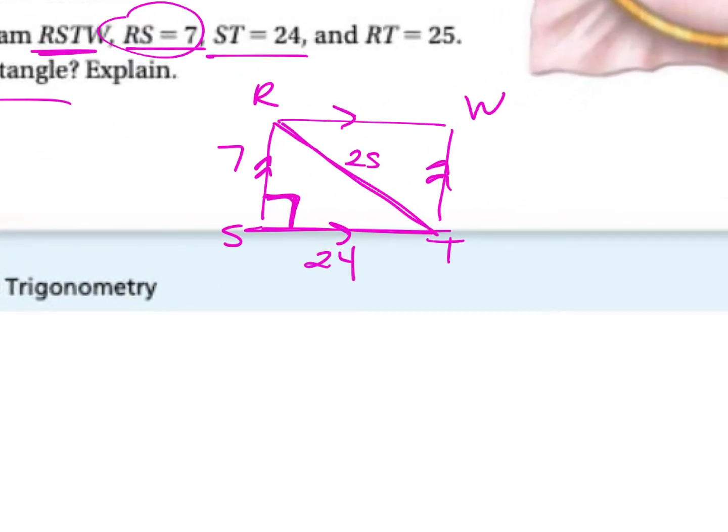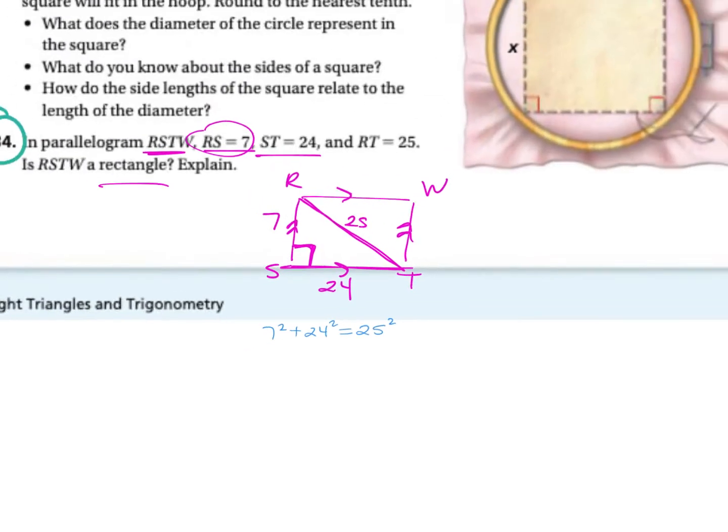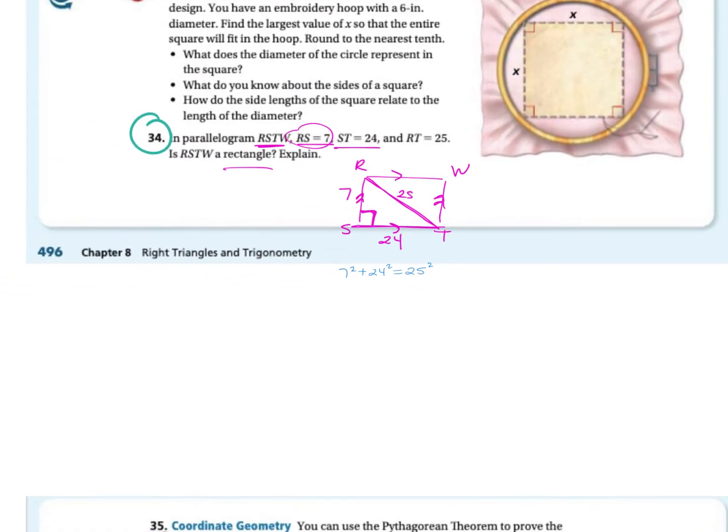Pythagorean theorem. Yeah, plug it in. Does 7 squared plus 24 squared equal 25 squared? Does that look like a triple to you? That is a triple. 7, 24, 25. Not the most common one, but definitely one that shows up quite a bit. So yes, it would be a rectangle.